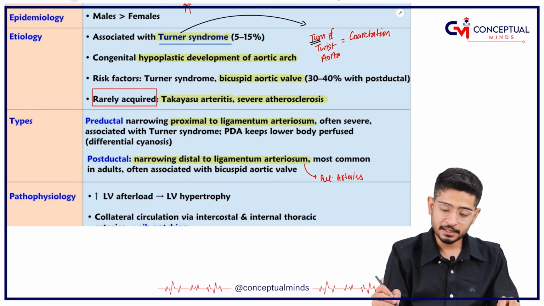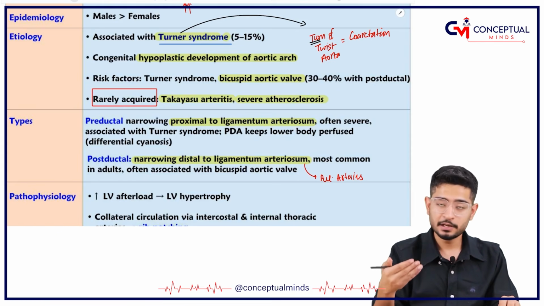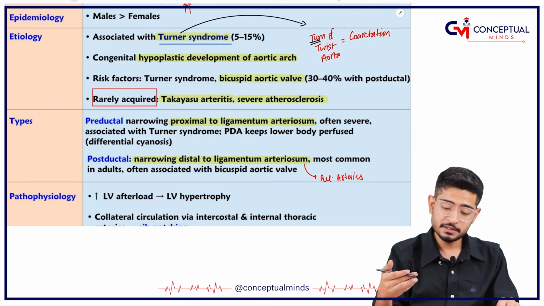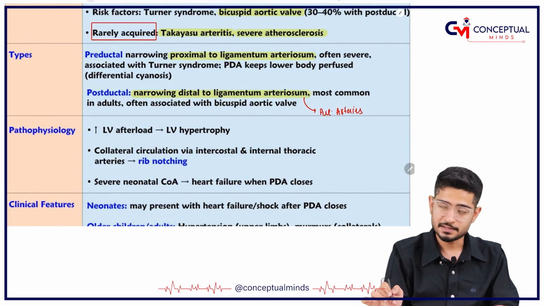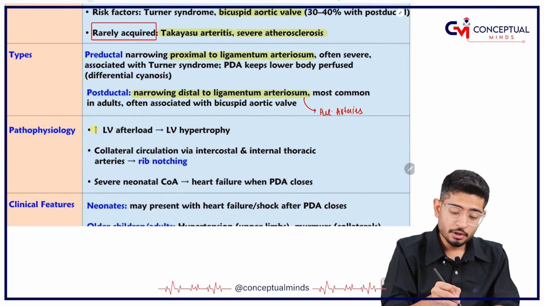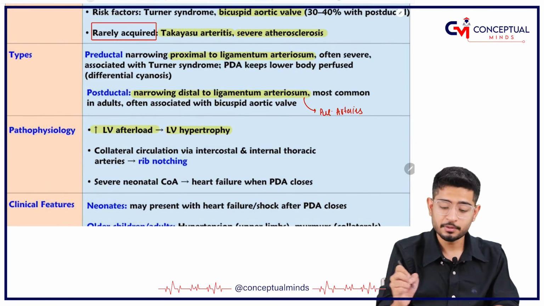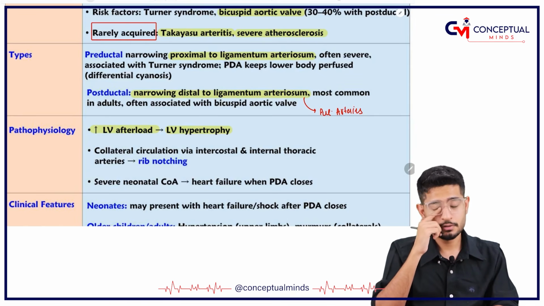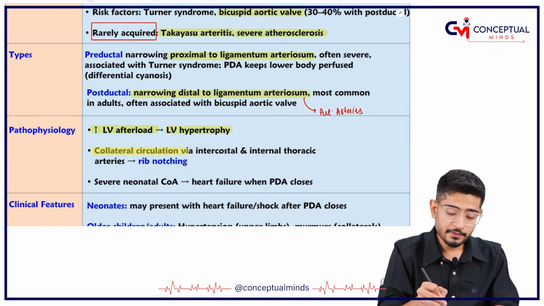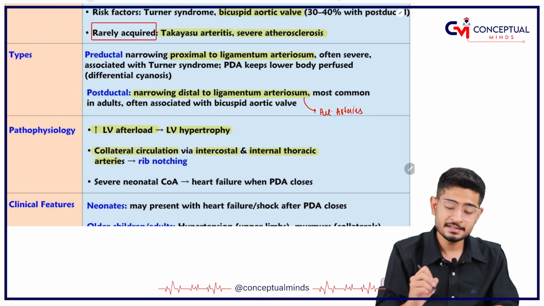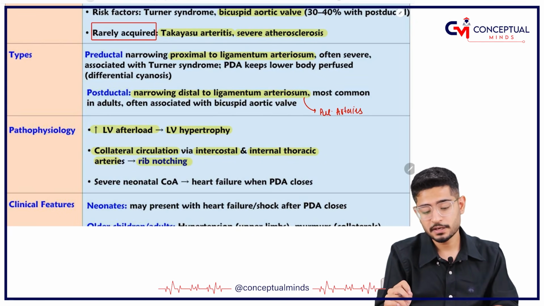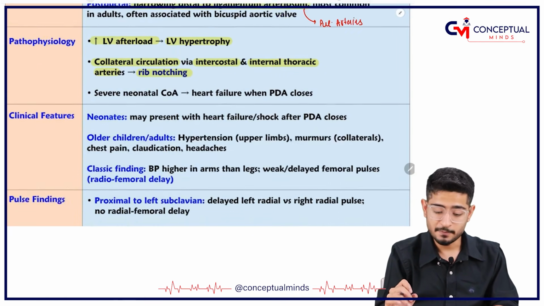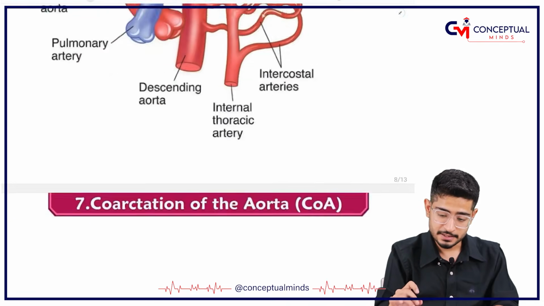So what happens in pre-ductal? The pre-ductal is proximal to the ligamentum arteriosum, and because it is proximal, this is severe. Coming on to the pathophysiology, a lot of blood is going to come to the left ventricle, so there is a left ventricular hypertrophy. Because there is narrowing in the coarctation, there will be development of collateral circulation via the intercostal and internal thoracic arteries, and they are going to notch above the rib, which is very prominent in the X-ray as rib notching.